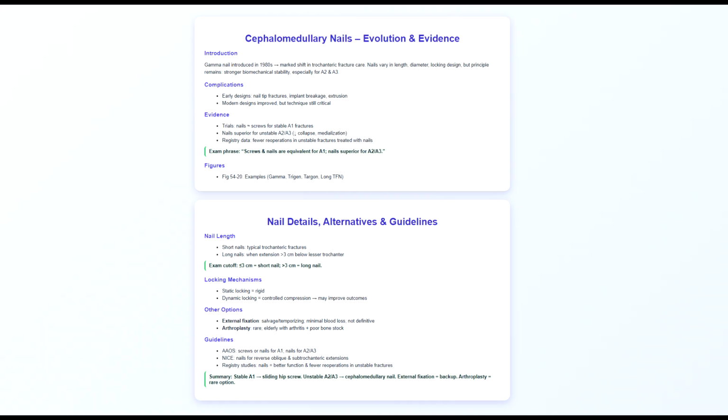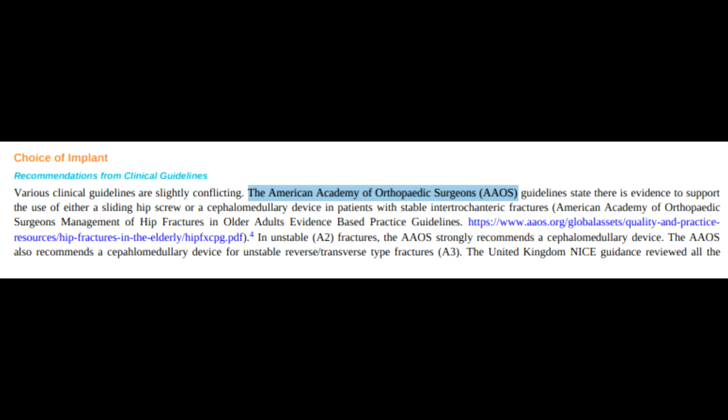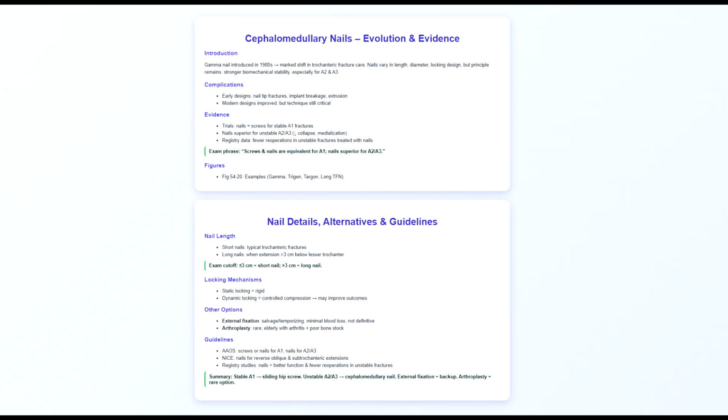Finally, let's address the choice of implant according to guidelines. The American Academy of Orthopedic Surgeons, AAOS, recommends sliding hip screws or cephalomedullary nails for stable intertrochanteric fractures, and cephalomedullary nails specifically for unstable A2 and A3 fractures. The UK NICE guidelines echo this, emphasizing cephalomedullary nails for reverse oblique and subtrochanteric extensions. Large registry studies from Norway and the United States further support these recommendations, showing lower reoperation rates and better functional scores with nails in unstable patterns.